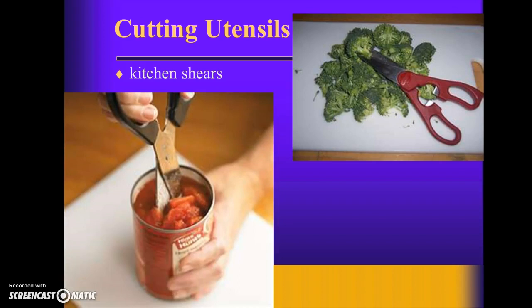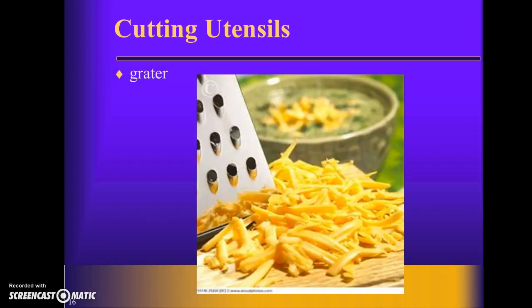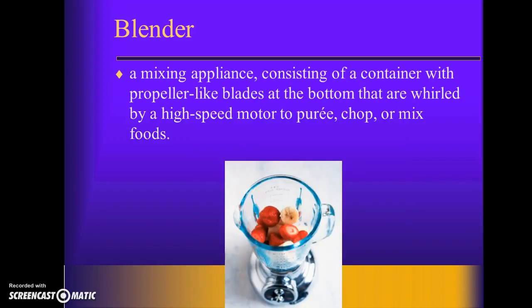What you see here is a no-no. Do not ever let me see that. Can opener? Yep, that's what it does. The grater, the box grater, by the definition, is to shred into fine pieces. That is what the grater does. Now, the grater isn't just for cheese. You can grate lettuce. You can grate carrots for salads.